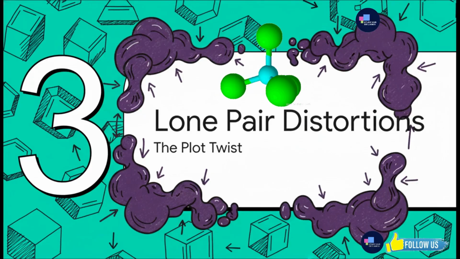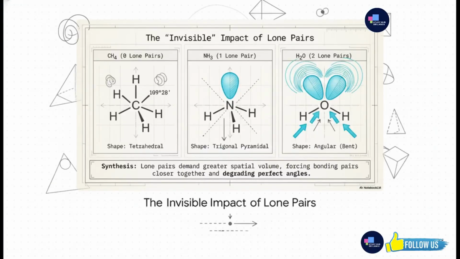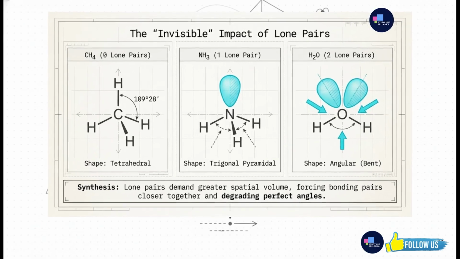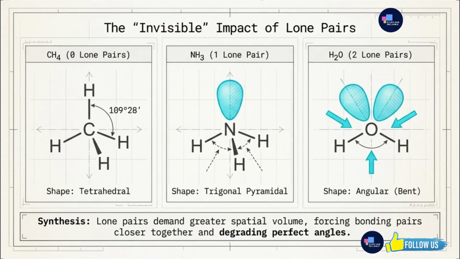Section 3, the impact of lone pairs, or as I say, the plot twist. So this really brilliantly illustrates the totally invisible impact of lone pairs. Let's compare methane, ammonia, and water. All 3 actually have 4 repulsive units, so they all start with that exact same perfect tetrahedral framework of 109.5 degrees. But ammonia has 1 invisible lone pair just pushing down from the top. And since it demands greater volume, it squeezes the 3 visible hydrogen atoms closer together, completely degrading the angle and forming a trigonal pyramidal shape. And water is even more extreme. It has 2 invisible lone pairs pushing down. They squeeze the bonding pairs even tighter together, leaving us with this bent or angular shape.